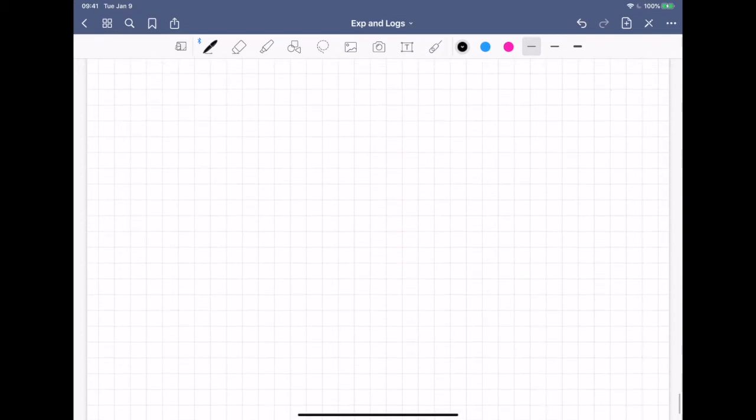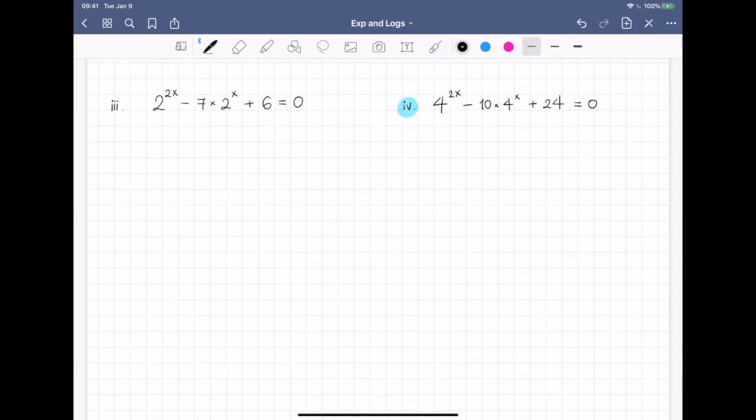Next, now this looks very strange, maybe you have never seen anything like this before, but if I change it a little bit, you will recognize it as something that you've done before. So instead of 2 to the 2x, I can write it this way, 2 to the x squared. And this is going to be 7 times 2 to the x plus 6 equals 0. Now, do you see it?